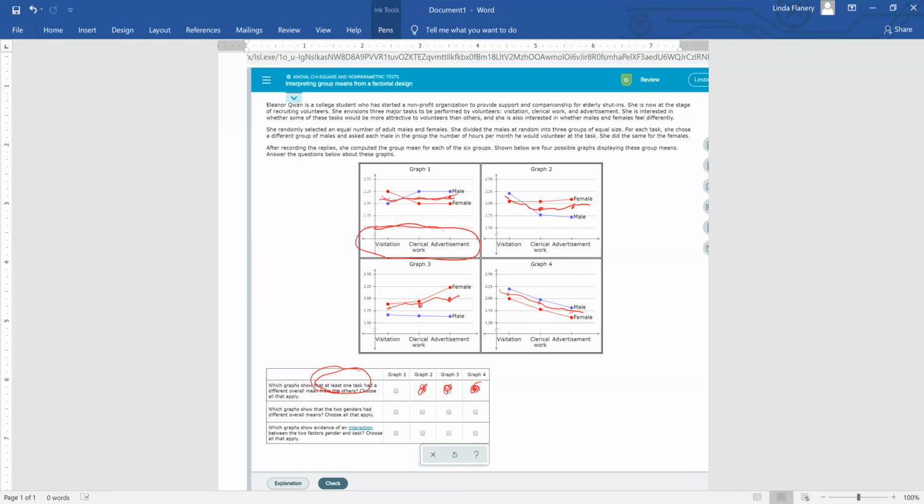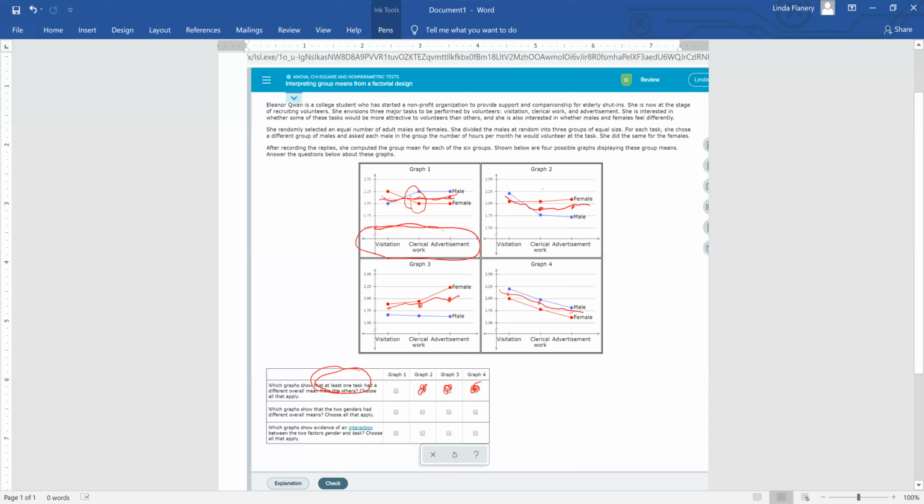On the next one, it says which graphs show the 2 genders had different overall means. When I'm looking for the 2 genders, what I'm doing is looking, do the midpoints of each of those values intersect in the same point, the halfway point of each of those lines. If I'm looking at those ones to see where my midpoints would intersect, the midpoint of these two lines would be right here. Those two lines don't intersect. They're not the same point.